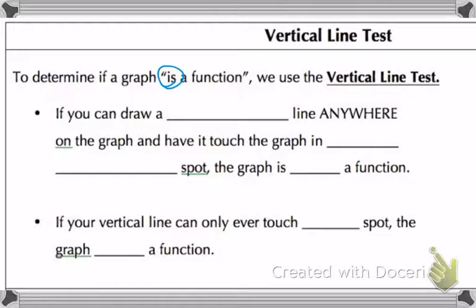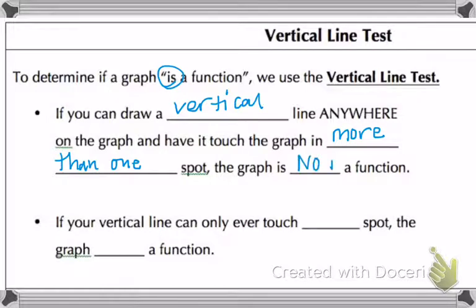So if you can draw a vertical line, hence the vertical line test, anywhere on the graph and have it touch the graph in more than one spot, then the graph is not a function. You will see an example of this in just a moment. If your vertical line can only ever touch one spot on the graph, then the graph is a function.